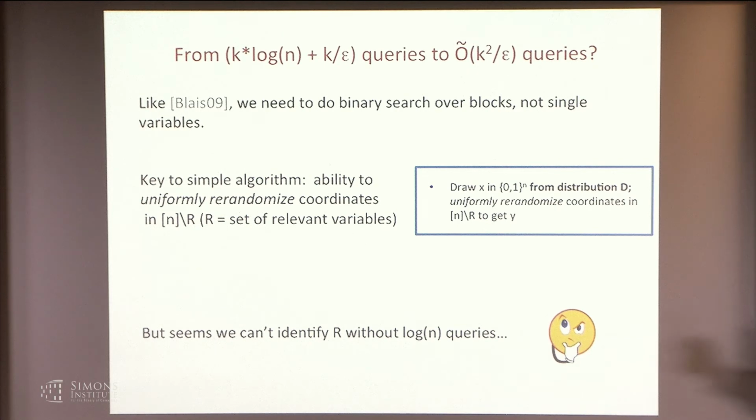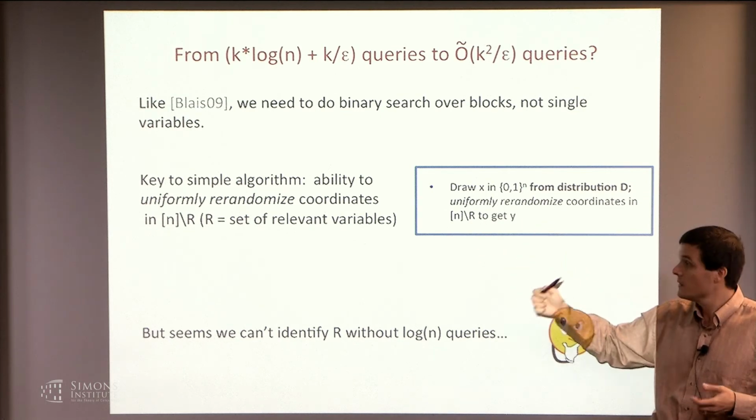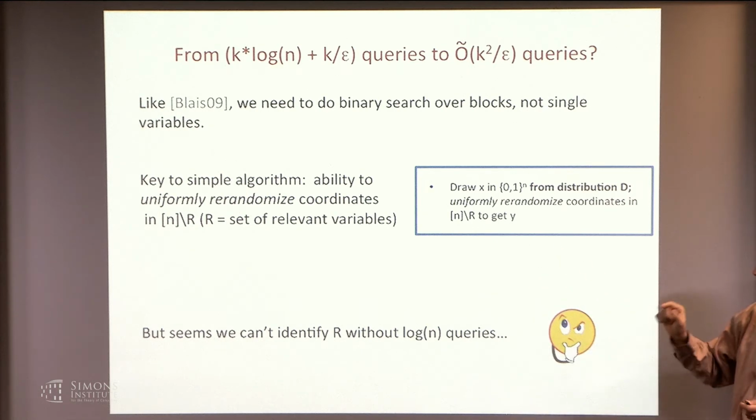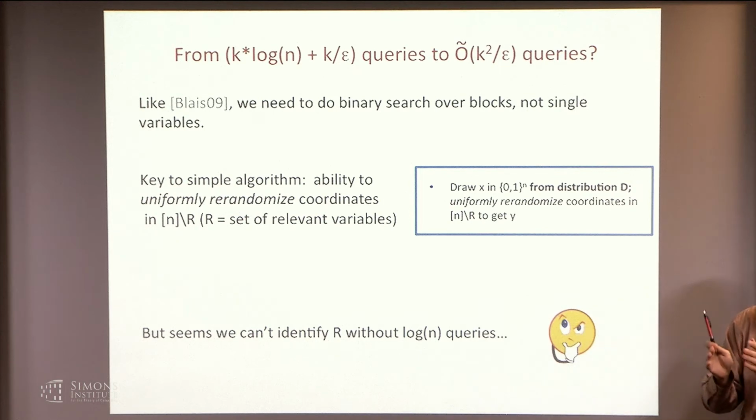So somehow we have to also be working over blocks, we feel, instead of single variables. Okay, so that's something we want to do. And we saw in the simple algorithm, and the one from the last slide, the key thing is to be able to uniformly re-randomize these coordinates outside the set of relevant variables, whatever that set of known-to-be relevant variables is.